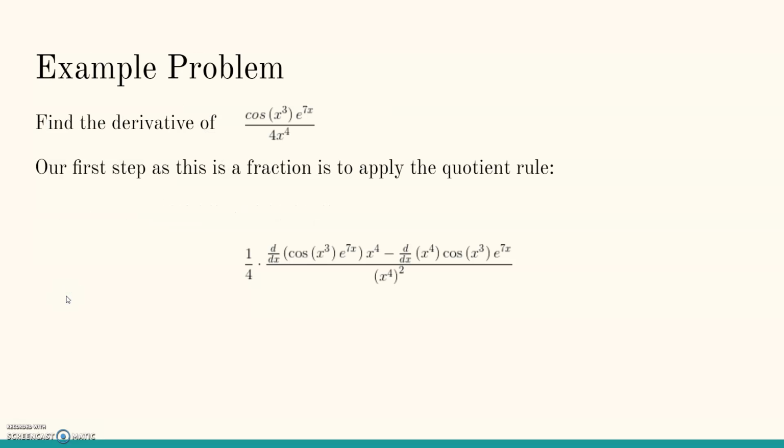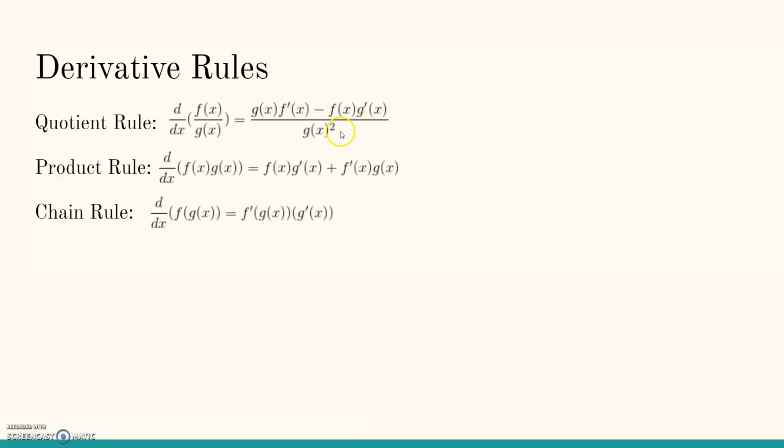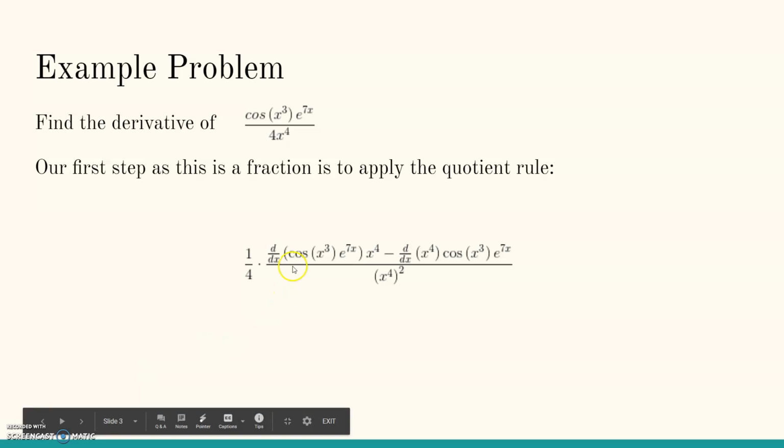Here we go with the example problem. Find the derivative of cosine x to the third times e to the 7x, all over 4x to the fourth. Like I said before, with our quotient rule we have f of x over g of x, and we want to get into this form. That's our first step in solving this derivative, and I've already done that here.